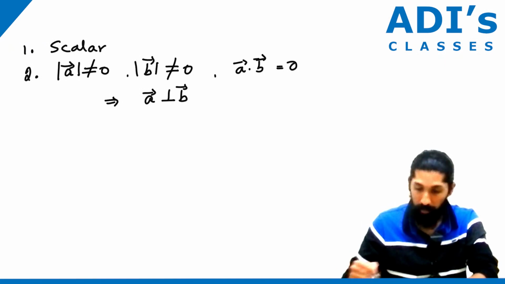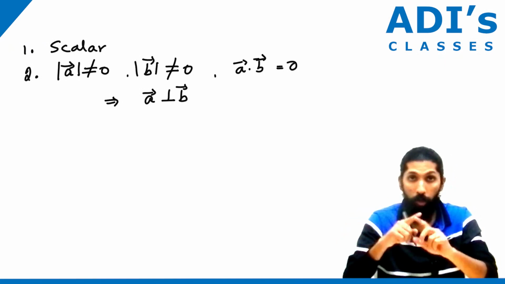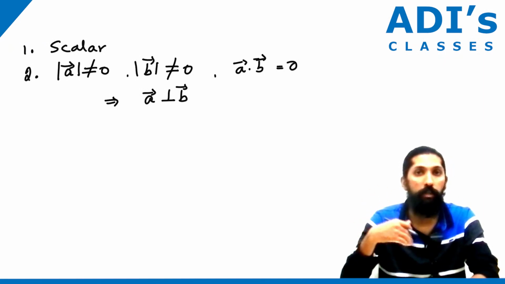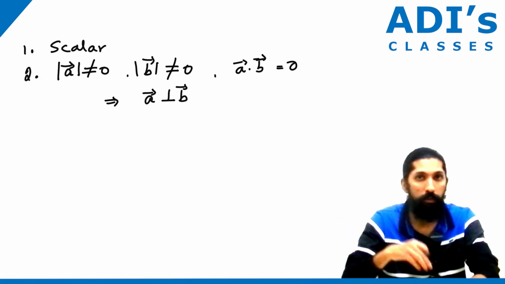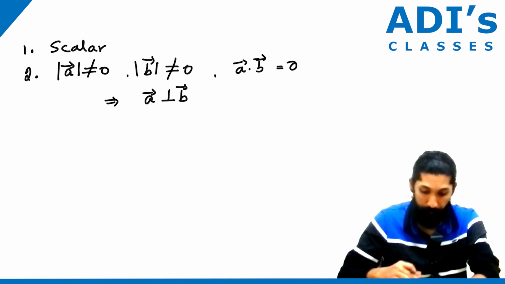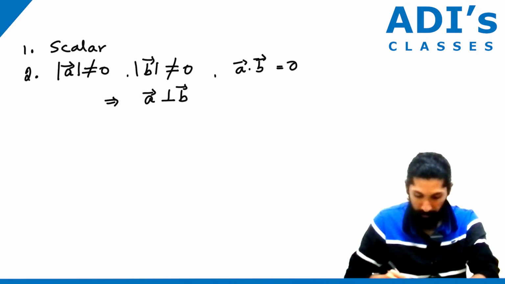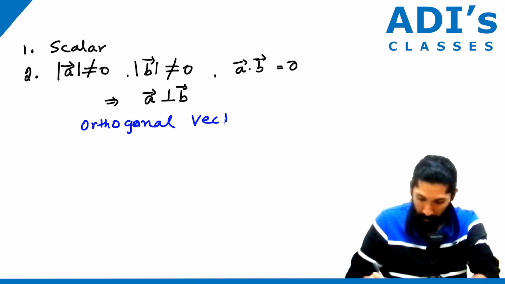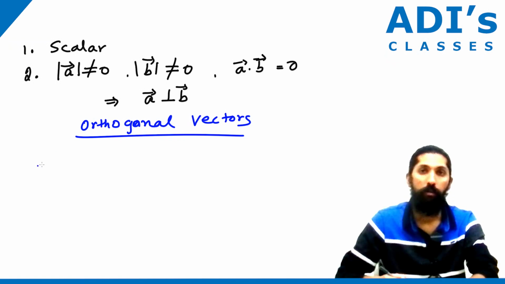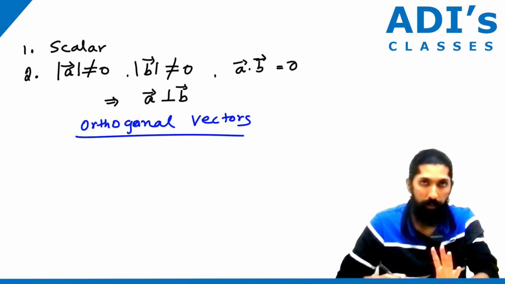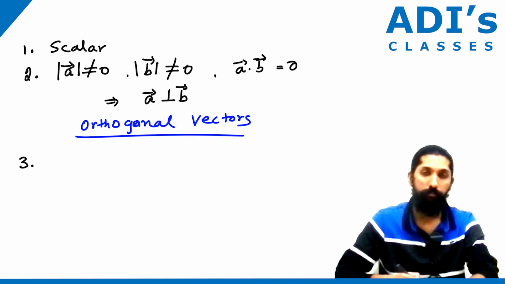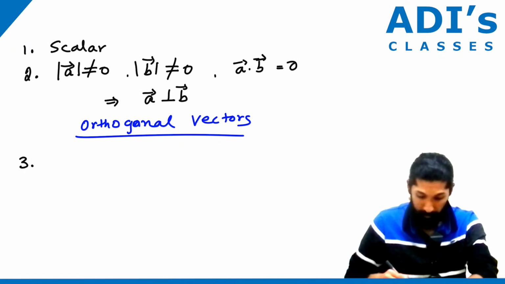Let me repeat this again. If A and B are non-zero vectors, but the dot product is 0, then we can confirm that the angle between the two vectors is 90 degrees. Or you can also say that vector A and vector B are orthogonal vectors. Orthogonal vectors means they are at 90 degrees. This is the second observation. The third observation is that suppose theta is equal to 0 degree.